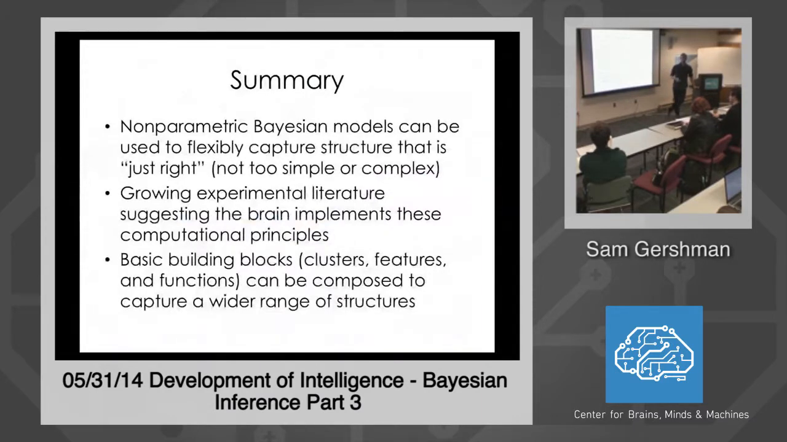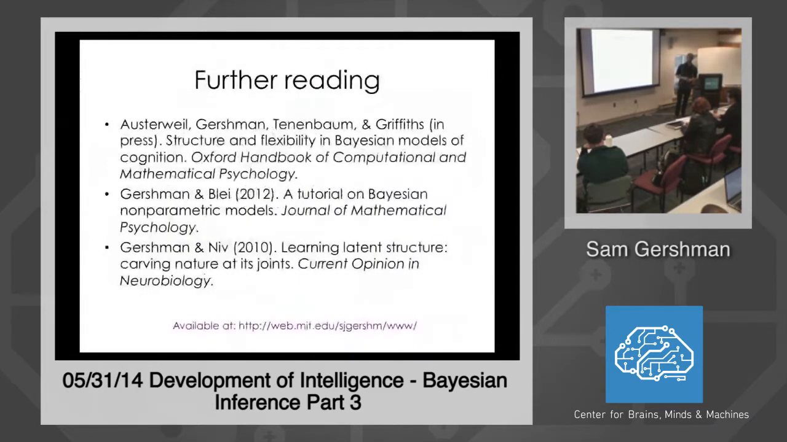Okay, so just to sum up, the motivation for non-parametric Bayesian models is to facilitate the process of structured learning in a way that allows for arbitrary complexity, but also a preference for simplicity, so you can get just the right structure. I talked about some growing experimental literature in cognitive science that supports the idea that some of these things might actually be going on in the brain, and that you can take the basic building blocks like clusters, features, and functions and compose them in new and interesting ways. If you're interested, there are a few papers that I and some other people have written that summarize this and also go into more of the mathematics. All right, thank you.